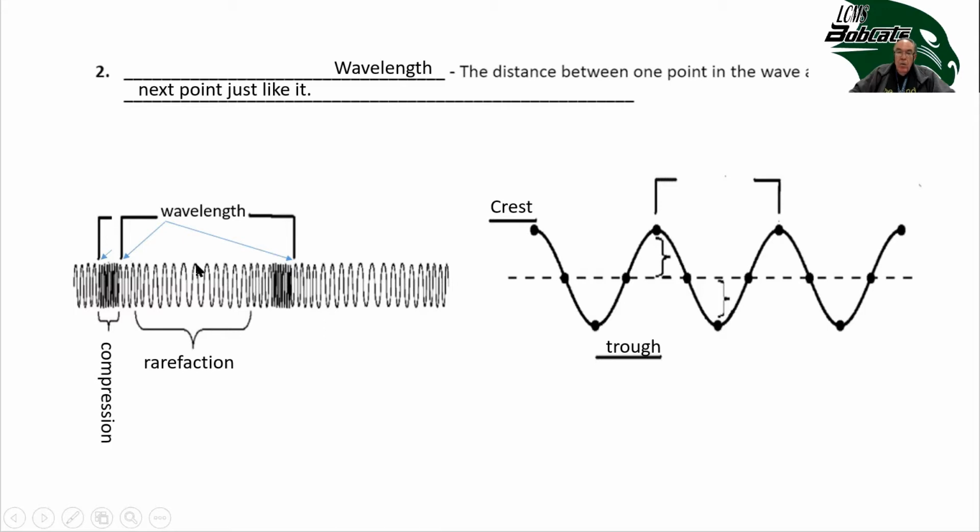Now, what if I said, what would be the wavelength if we started here in the middle of the rarefaction? Well, it would be to the middle of the next rarefaction. So it's any 2 points on the wave: you just pick one, and then it's the next point that's exactly like it. So on this transverse wave, it's from the top of this crest to the next point on the wave that's just like it, which would be the next crest.